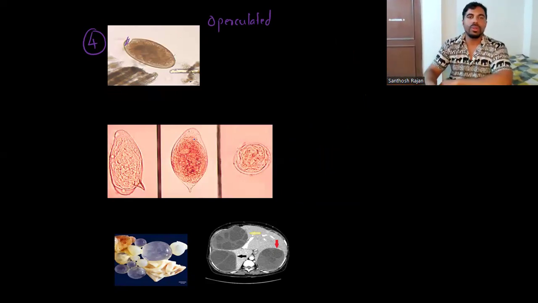Now, how to remember the operculated egg? Whenever you have sex without a condom, open sex, what happens? You end up with an STD, a sexually transmitted disease. So this is the operculated egg example.